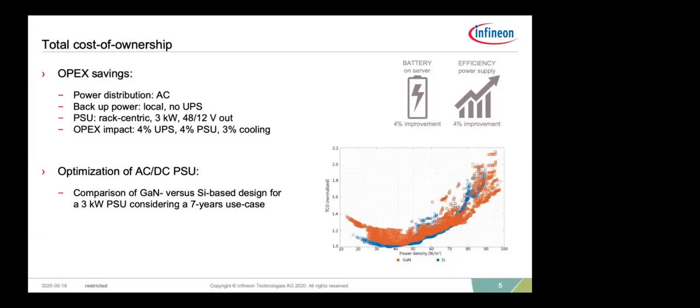The overall total cost of ownership, when we calculate, for example, a 7 year use case: gallium nitride is a reliable technology. We're doing a lot in terms of choosing the right concept, predicting the lifetime in applications like server and telecom. You can see here in comparison, blue designs based on silicon, orange designs based on gallium nitride, that they are overall very close in terms of total cost of ownership. And if we move beyond 45 to 50 watt per cubic inch, gallium nitride is already winning.